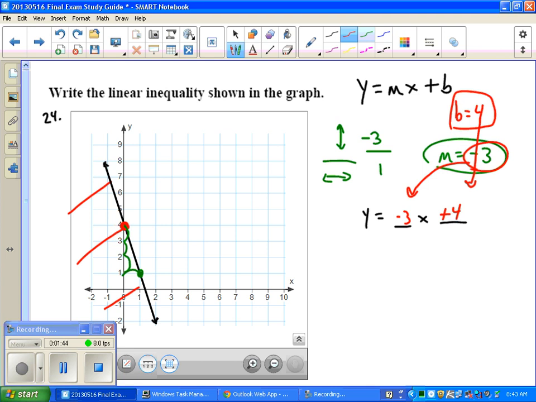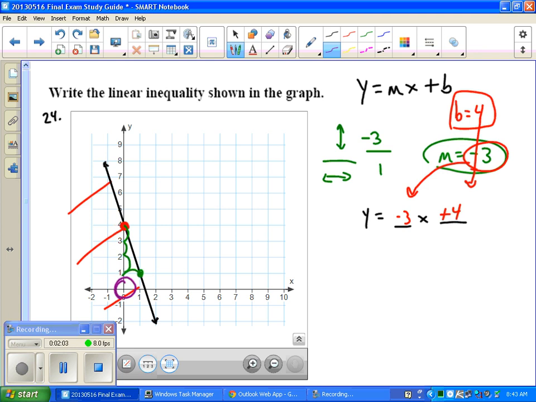But this is not just an equation, it is an inequality. The next thing we have to do is we know it's shaded on the 0, 0 side. Remember, that's the point we use, the origin, 0, 0. So we know that everything on that side is true, which means that when we plug in 0, 0, it's going to be a true statement.